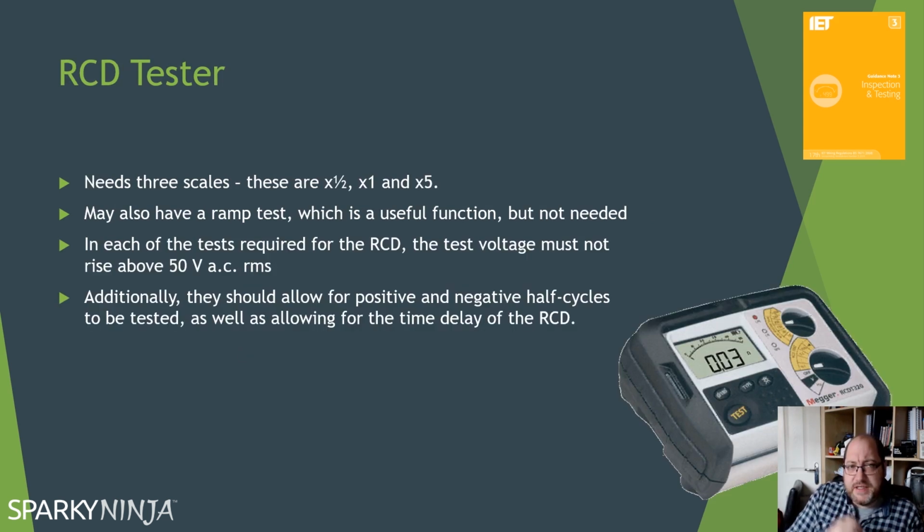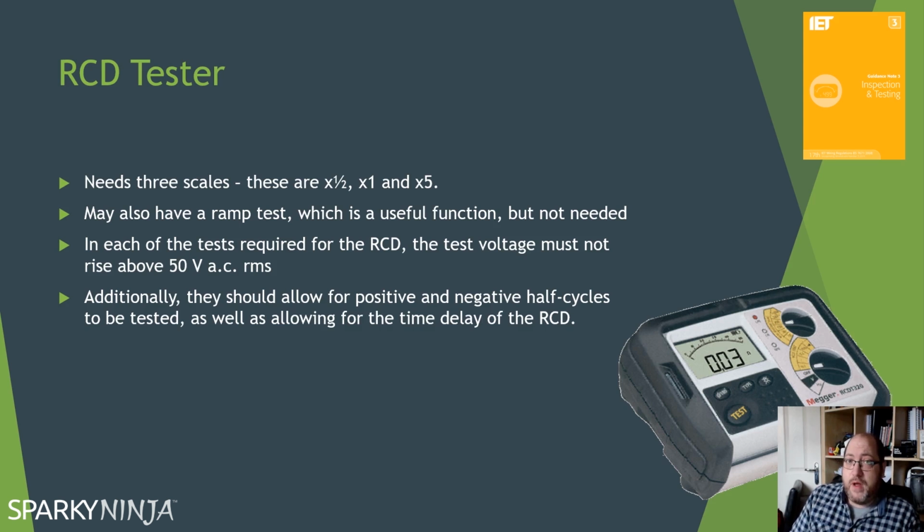The RCD tester needs 3 scales. These are times half, times 1 and times 5. We need the times 5 for when we're verifying the additional protection requirement for ADS. Times 1 and times half are for all other types of RCDs as well. There may be a ramp test facility. These aren't needed, but they're very useful. They're very good at assessing nuisance tripping or sensitive RCDs.